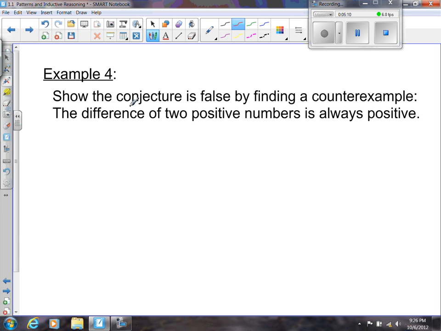Show a conjecture is false. To show a conjecture is false, we're going to do a counterexample. So the difference of two positive numbers is always positive. Difference means subtract two positive numbers. So I'm going to have, say, 4 minus 1. Those are positive numbers. The difference there is positive. So that does not show this is false. That shows that this statement is true so far. To show this statement is false, I need just one example where it's not true.